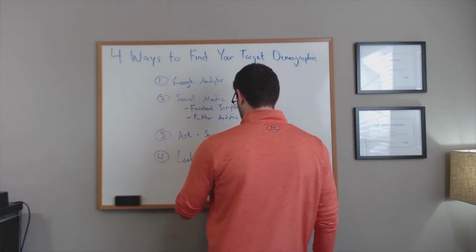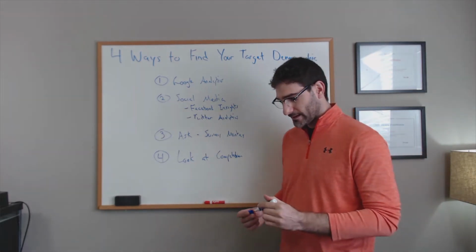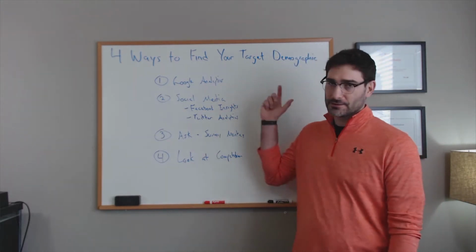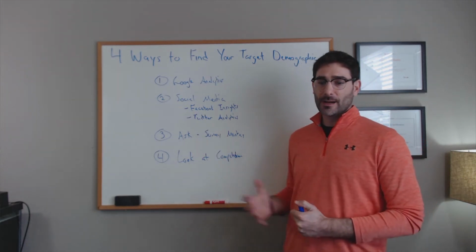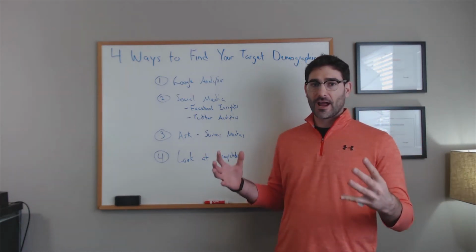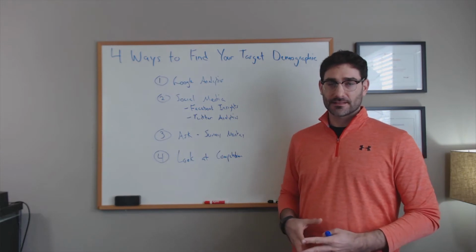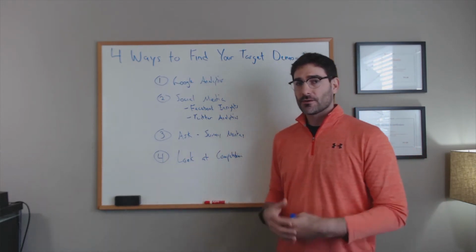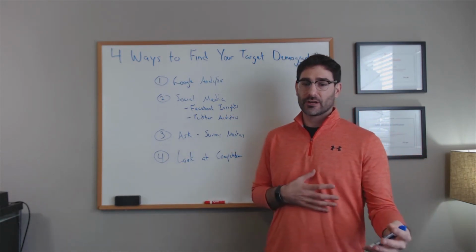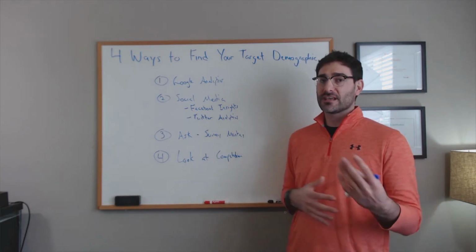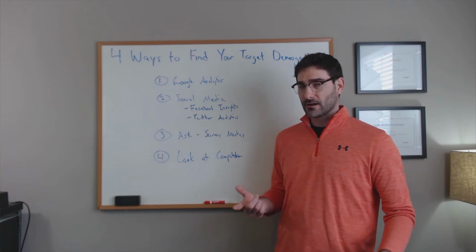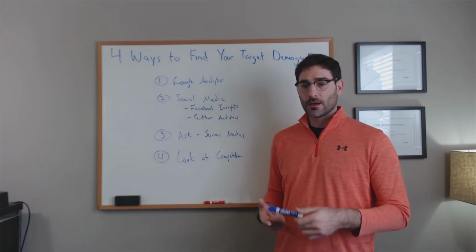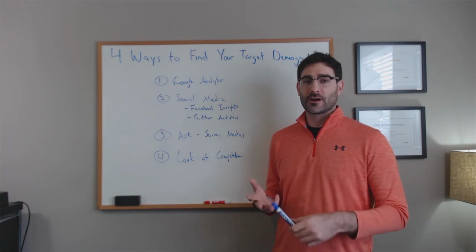So the last one is to simply copy off someone or look at your competition. If your competition is a large company, it's really likely that they have already figured out their target demographic. So that makes it super easy to just look at your competition, figure out what their target demographic is, and use the same thing. There's a ton of websites out there where you can put in a URL or a company and it will tell you what their target demographic is and the most users on their website, what their age, gender, demographics are.